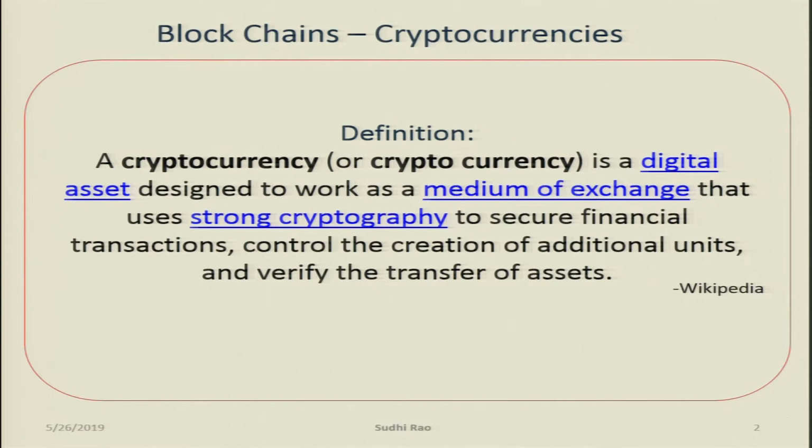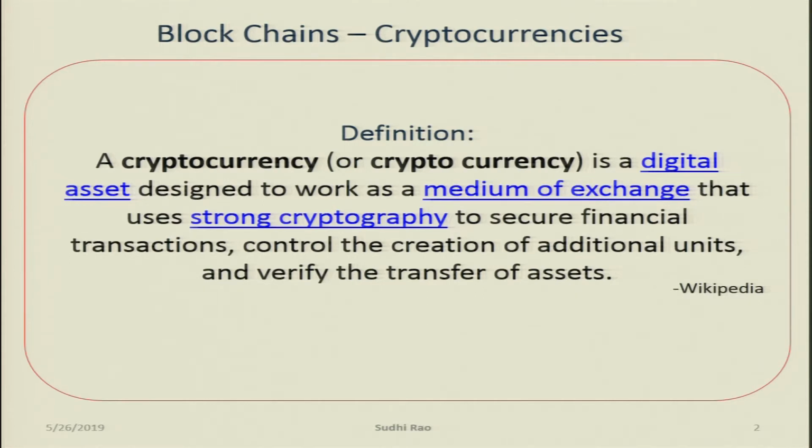So, a cryptocurrency is a digital asset. It is not a physical currency in the sense that there is a note or a coin or something like that. It exists in the form of a digital file or a string of numbers. It is designed to work as a medium of exchange.